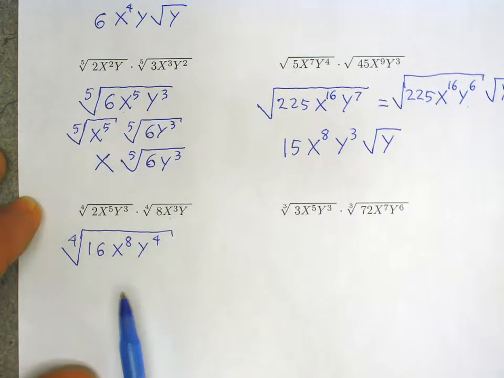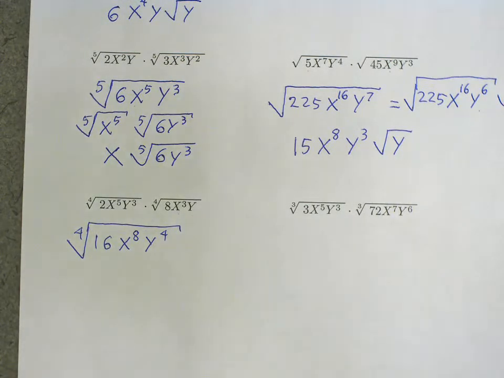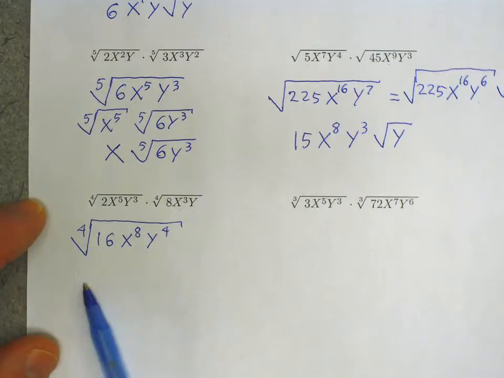And then we'll see if we can simplify the fourth root of 16x to the 8th y to the 4th. 16 is a perfect fourth power because 2 to the 4th is 16. x to the 8th is a perfect fourth power because the exponent 8 is a multiple of 4. 4 times 2 is 8. And y to the 4th is a perfect fourth power. So we can write the simplified answer right away.